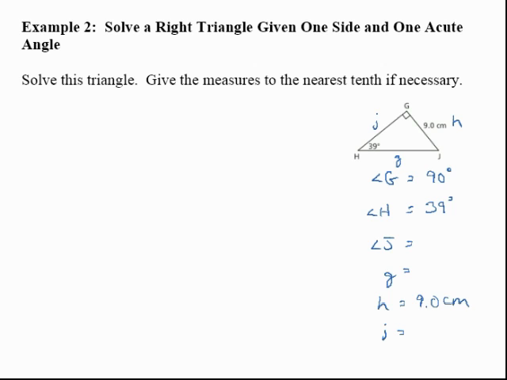So the first thing I'm going to calculate, I always go for the easy one first, so I'm going to find angle J. And what I know is that H plus J have to equal 90. So J equals 90 minus H equals 90 minus 39, which equals 51 degrees. So angle J is 51 degrees. Next thing I'm going to calculate is side G.